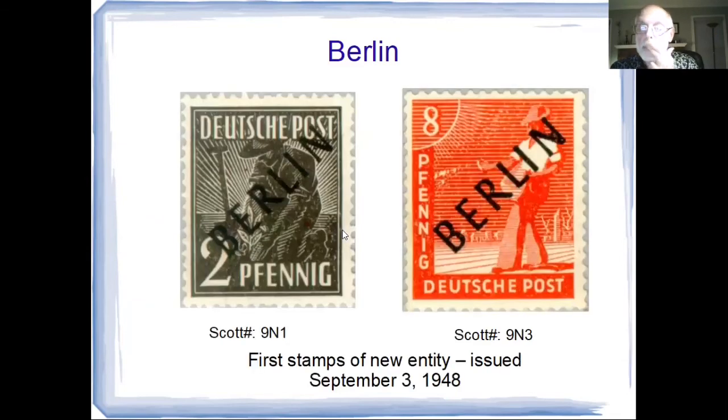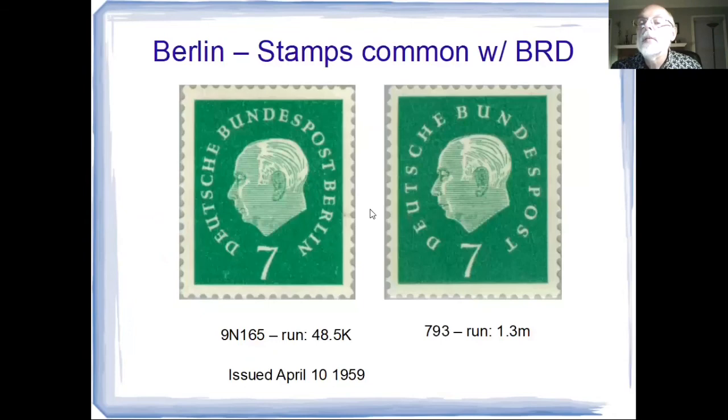So the first stamps of the political entity Berlin were overprints on German stamps. These were issued on September 3rd, 1948. And these are issues from 1959. Definitives in West Germany were also replicated in Berlin, except they then showed Berlin. So you have Deutsche Bundespost Berlin versus Deutsche Bundespost.